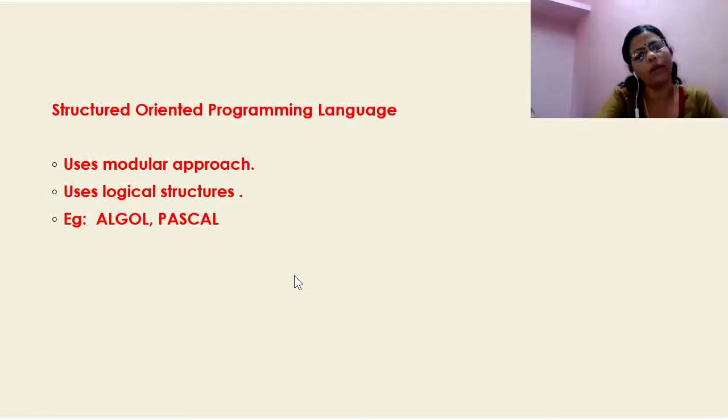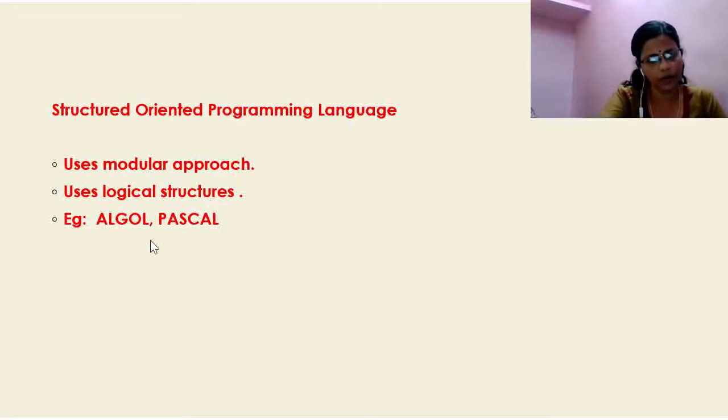What do you mean by modular approach? Modular approach means a program, a set of instructions, will be divided into different modules, and each module will handle a particular functionality. Okay? There they'll be using something called logical structures. I hope you know what is a flow chart. In your earlier classes you have learned what is a flow chart. So there they'll be working with flow charts, functions, and many other different methodologies to write a program.